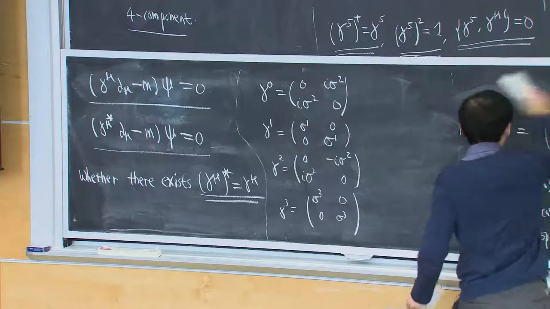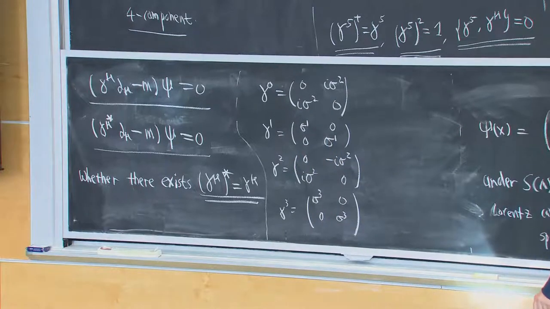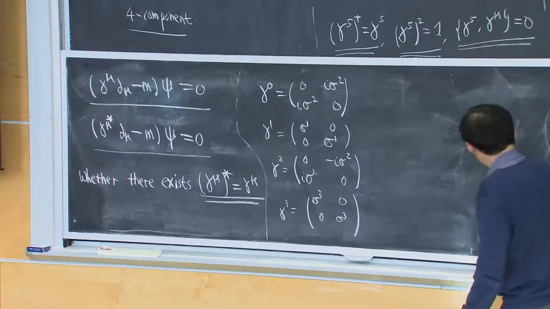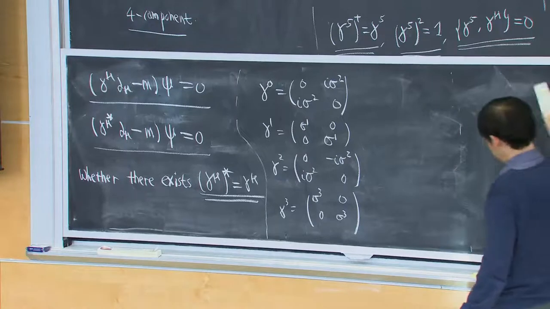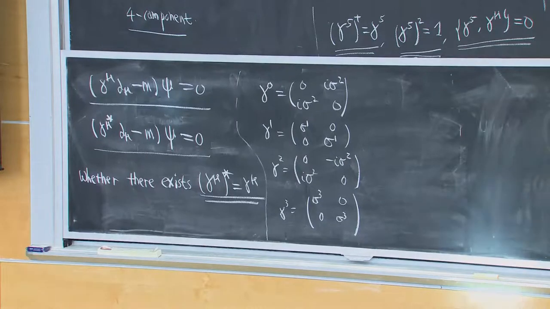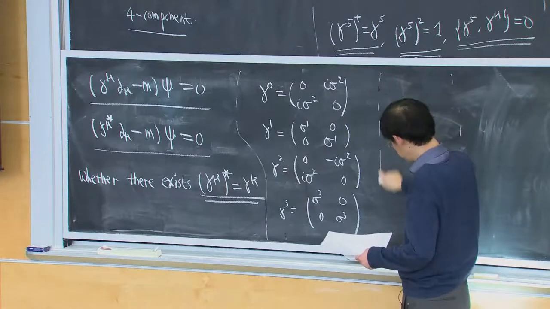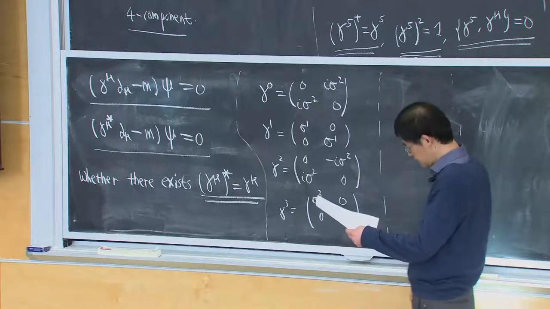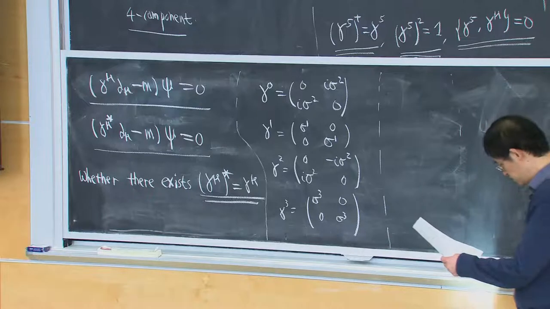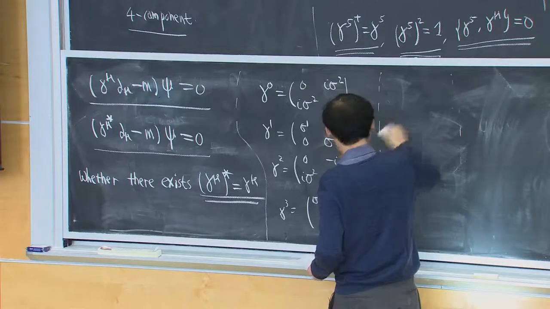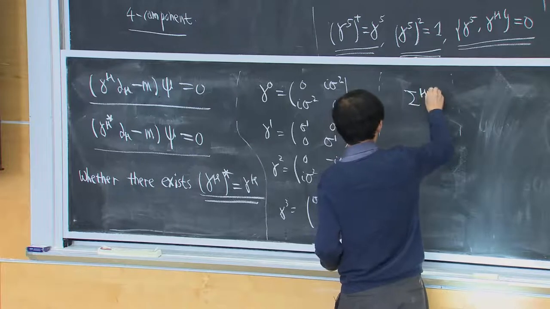So now this is compatible with the Dirac equation, but this is actually not enough. We also have to be sure this is compatible with the Lorentz transformation. Okay? So now let's check whether this is compatible with Lorentz transformation. So now we have this sigma mu, gamma mu, and remember the sigma mu nu, or I just erased it.